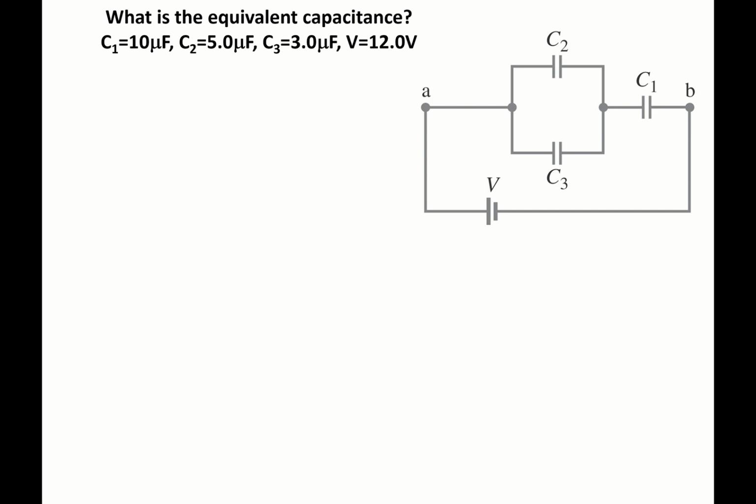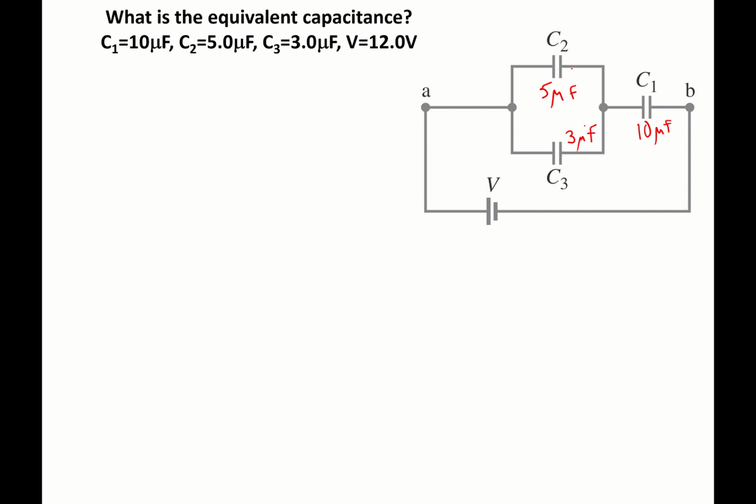Okay, so let's do an example. What's the equivalent capacitance for this circuit? Here I've got three capacitors. C1, the one over here, is 10 microfarads. C2 is 5 microfarads. And C3 is 3 microfarads. So what's the equivalent capacitance? Well, we do the same thing that we did for resistors. We look at the circuit, see if there's something that's obviously in series or obviously in parallel, do the combination, redraw the circuit, and keep going till I simplify it to one single capacitor.